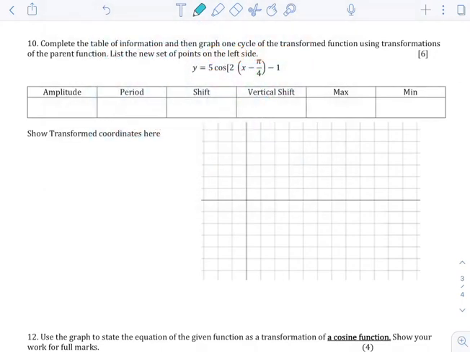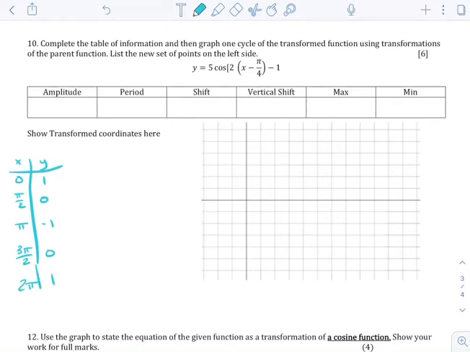Complete the table of information and then graph one cycle of the transformed function using transformations of the parent function. List the set of new points on the left side. So we're going to fill those in, x and y. You can fill that in first. A cosine function, I know that it starts at 0 up at its maximum. Then after 90 degrees, or pi over 2, it's down at the x-axis. Then it goes down to its minimum. Then it goes back to the x-axis and finally ends at its maximum.